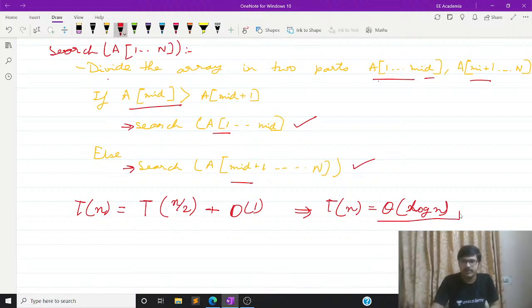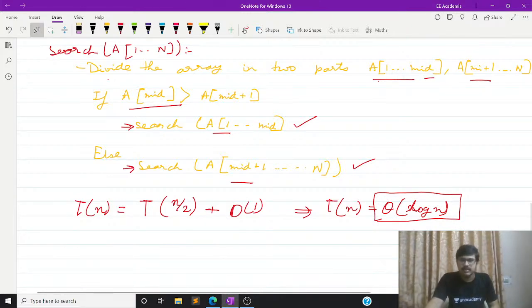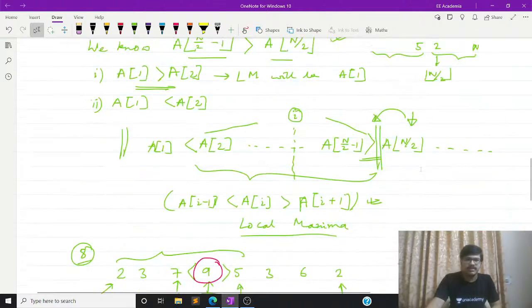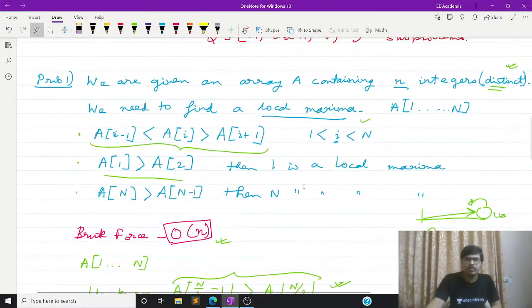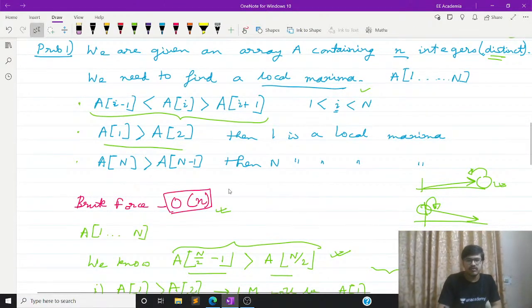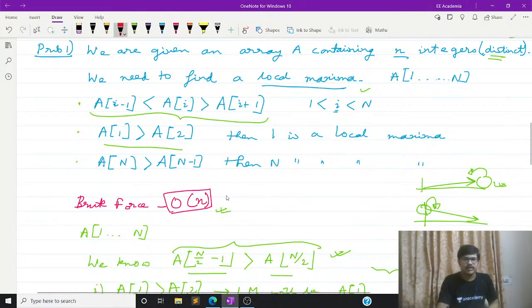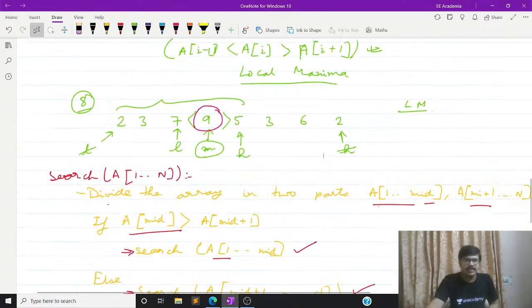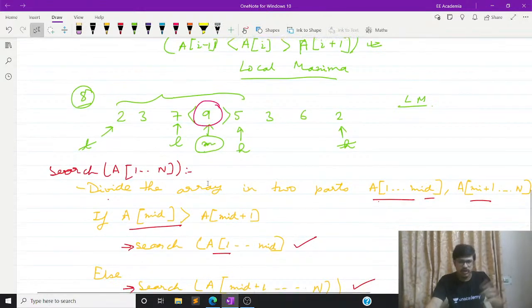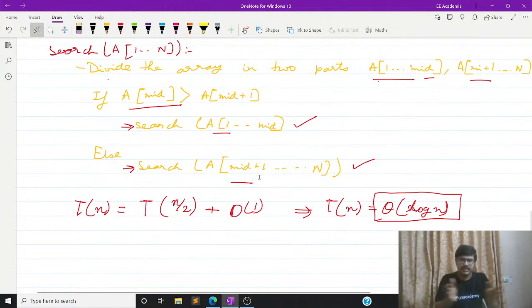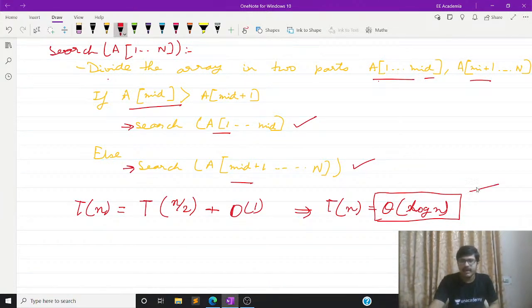So essentially we can bring down the time from O(n) to O(log n) by using this technique. Previously, the brute force way to find the local maxima was just a linear scan, which would take O(n) time, as you can see. But using this technique, where we divided the problem into two parts and conducted the search in only one of the halves, you can bring the time down from O(n) to O(log n).